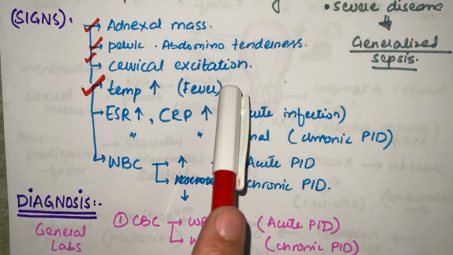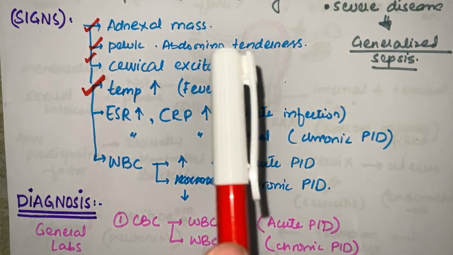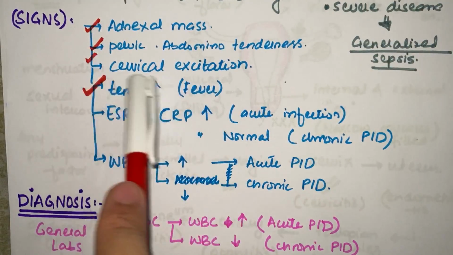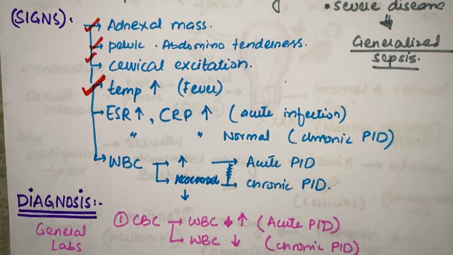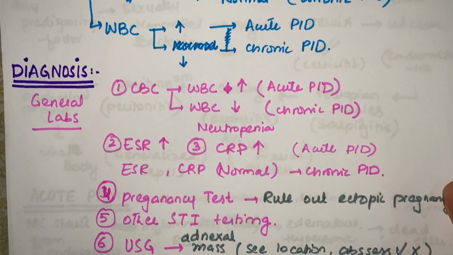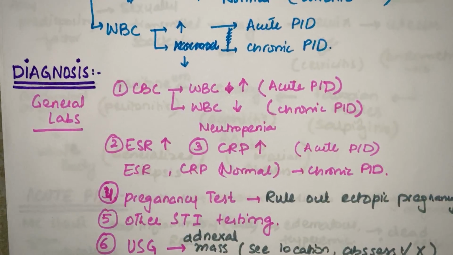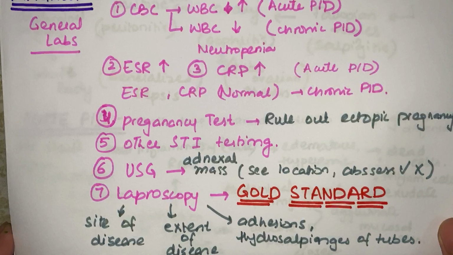Now, because of infection, the temperature will be raised, and high-grade fever is a characteristic finding of this disease, plus these three examination findings. Now these points we'll discuss in the diagnostic section. Okay, moving on to the diagnosis. Now how will we diagnose this patient? First of all, we go for CBC, our general labs. So first we go for CBC.